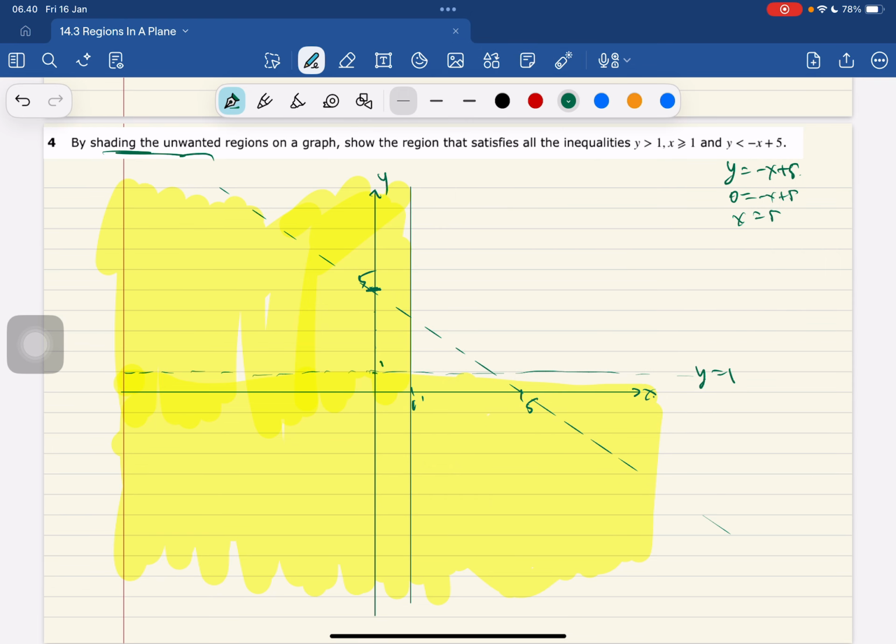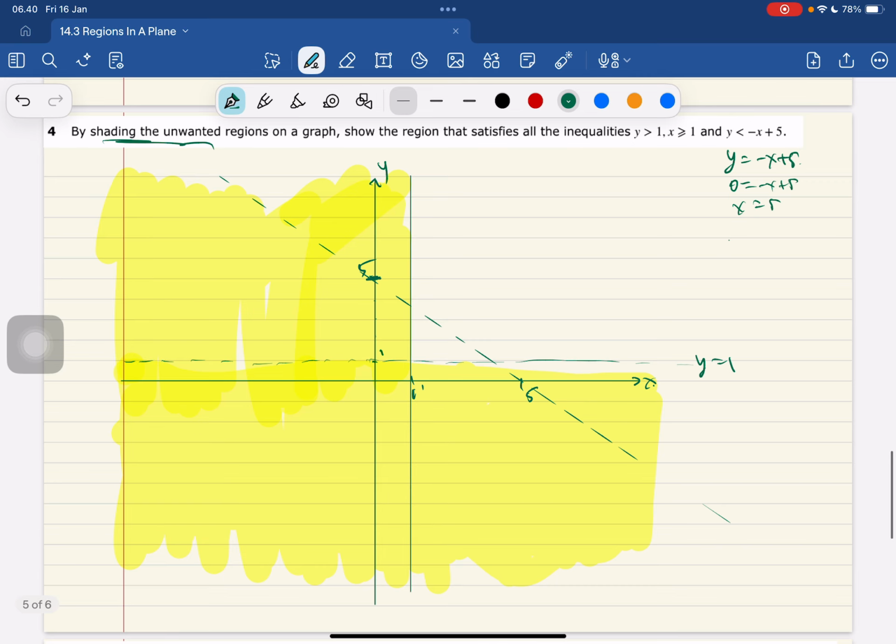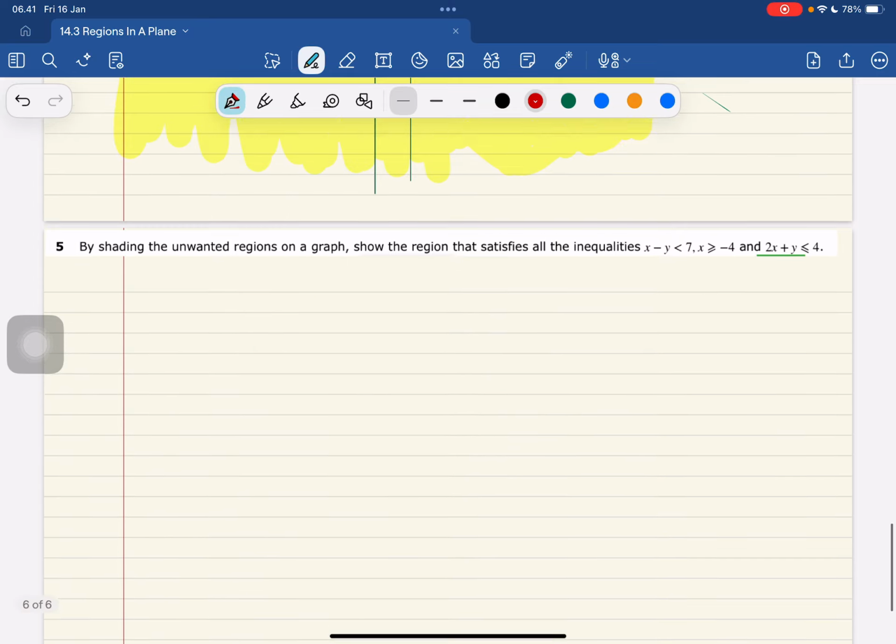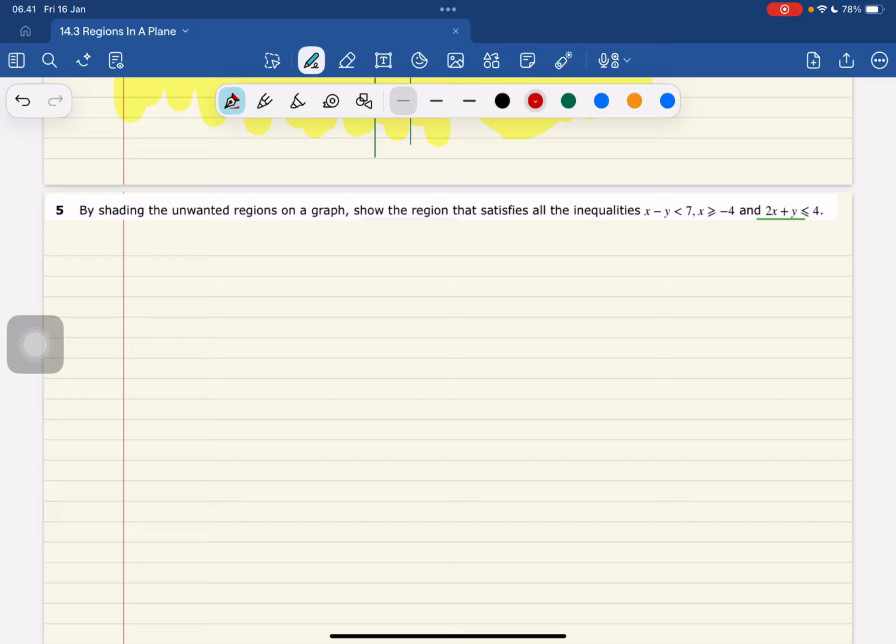Okay, and let's take 0, 0. So y less than minus x plus 5. So 0 less than minus 0 plus 5. Is 0 less than 5? Yeah, this is correct. So the unwanted area is not the origin point, which is here. This is the unwanted area. Okay, then we got number 4.